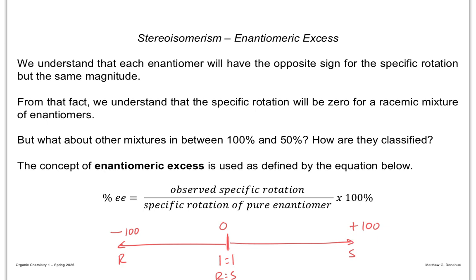If you take a 1-to-1 mixture of those, it's 0. But what about any other mixture of those in between? That's called the enantiomeric excess, or abbreviated EE.